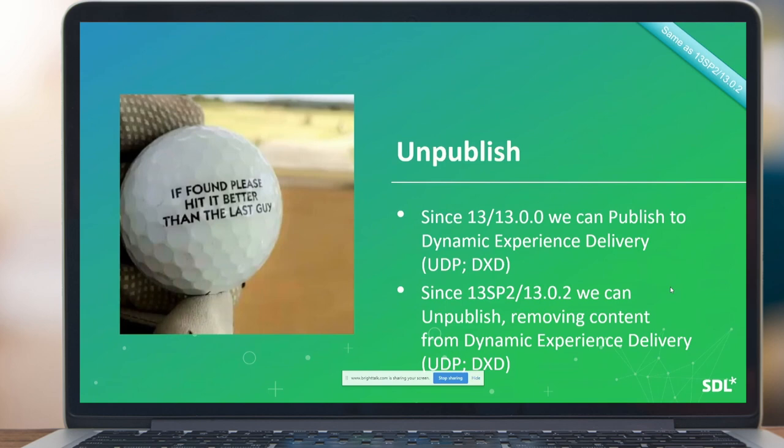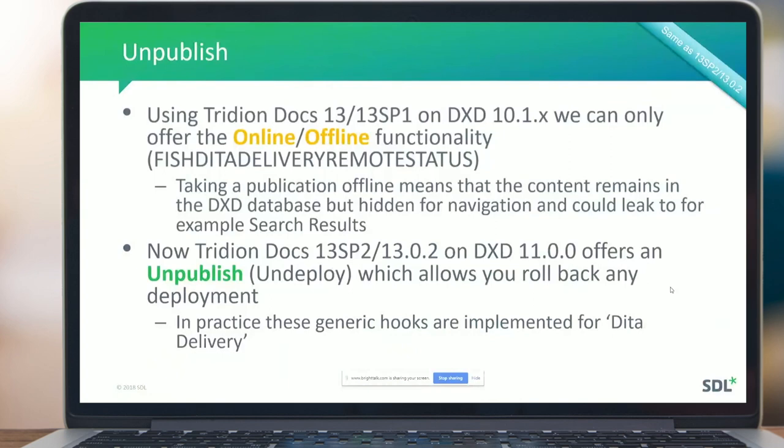So like our dynamic experience delivery stack. And if you submit items in there, you also want a way to unsubmit, so unpublish those items. In the very first version, we delivered only an online-offline flag. But that still meant that the information was still inside that content delivery database.